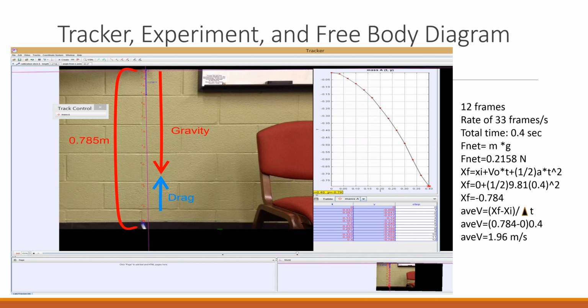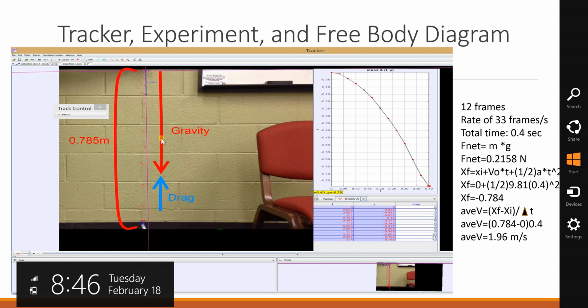So as you see here, this is the free body diagram of my experiment. There are two forces acting on my marker. There is gravity and drag.